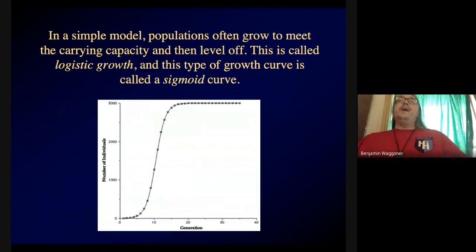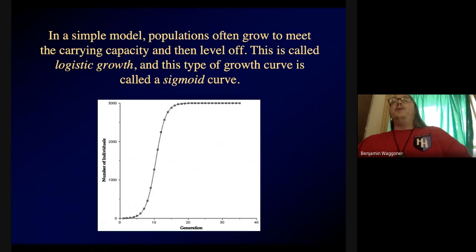And if we model population growth simply, what we usually see is that populations, if they're starting small, they'll grow and they'll rise and they'll start approaching carrying capacity. And as they do that, they begin to level off. And eventually they reach a kind of stable point.